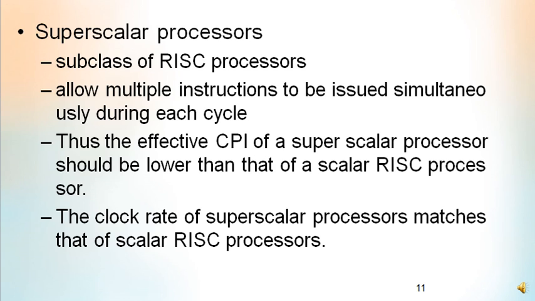Next one is superscalar processors. An important subclass of RISC processors are superscalar processors, which allow multiple instructions to be issued simultaneously during each cycle. So, the effective CPI of a superscalar processor should be lower than that of the scalar RISC processor. And the clock rate of the superscalar processors matches that of the scalar RISC processors.